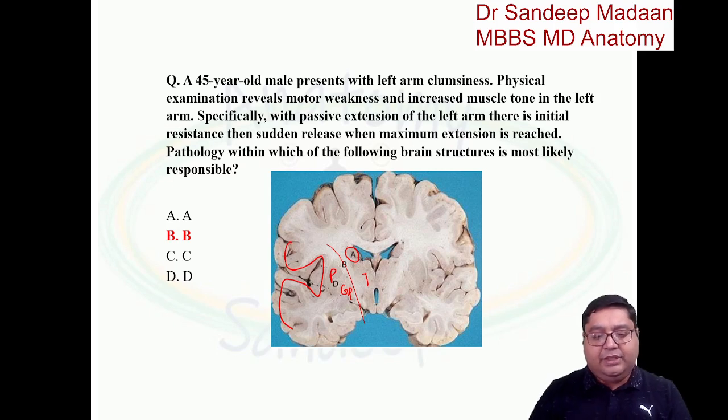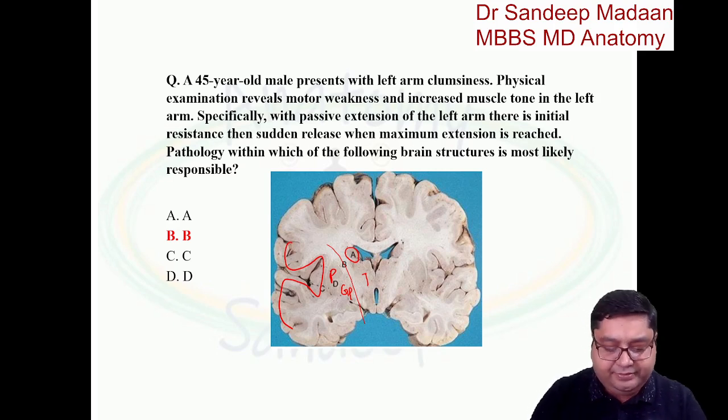Otherwise, A is the caudate nucleus and D is the putamen, and along with the globus pallidus they belong to the basal nuclei. So now we move on to the next question.